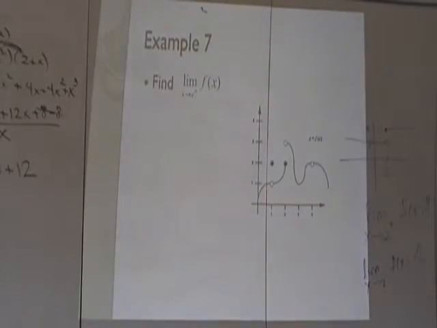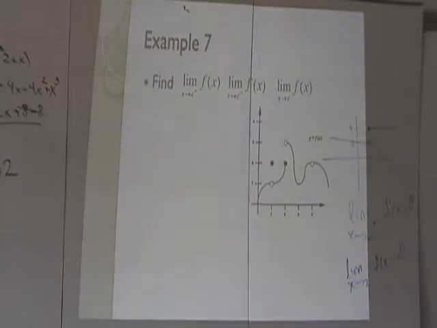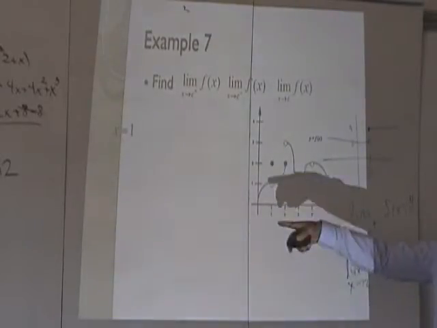We're going to find three things. We're going to find the limit of f of x as x approaches from the right, from the left, and then from both sides. So we're looking for the limit as it comes from the right, as it comes from the left, and as it comes from both sides. Alright, so we're going to do it as the number approaches 1.